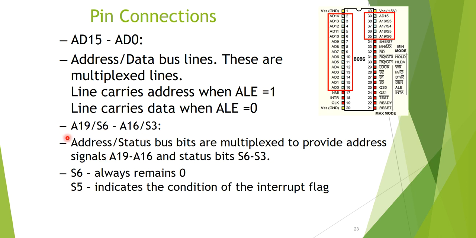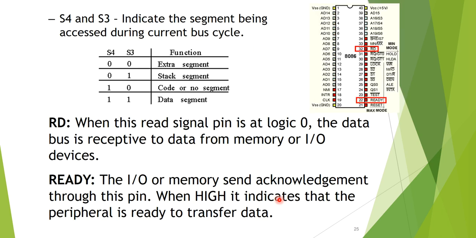Again, in the initial cycle these lines are used to carry the address, and for the remaining cycles they can be used to generate the status signals. S5 is used to indicate the condition of the interrupt flag, whether the interrupt flag is enabled or disabled. Then S4 and S3, these two status signals indicate the segment being accessed during the current bus cycle.